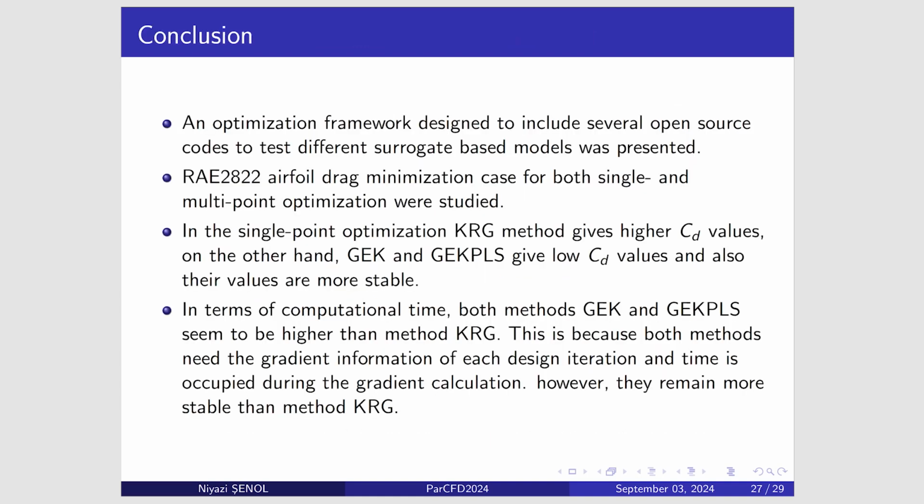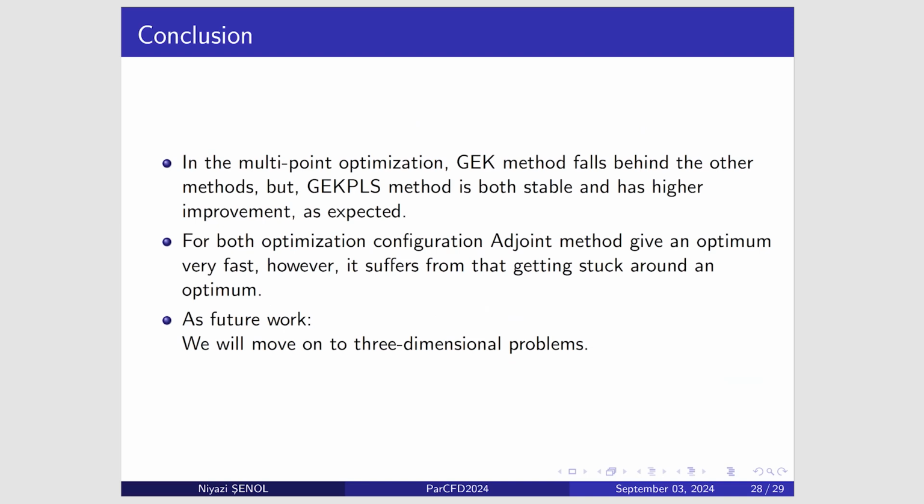We designed an optimization framework for single and multi-point optimization. In terms of computational time, both GEC and GEC-PLS seem to be higher than Kriging. This is because they use gradient calculations. In the multi-point optimization, the GEC method falls behind the other methods, but the GEC-PLS method is both stable and has higher improvement. As future work, we will move on to three-dimensional problems.